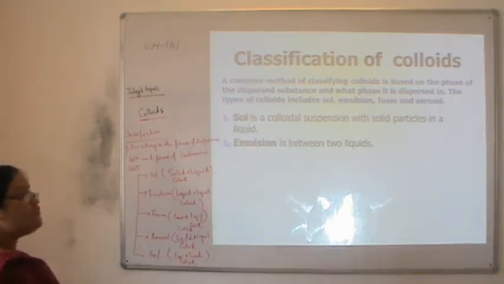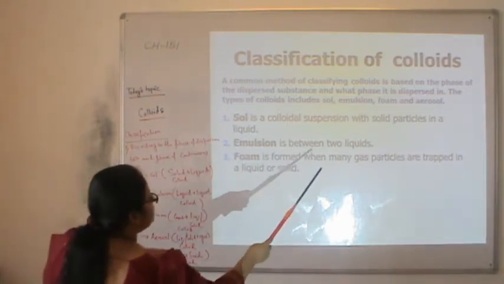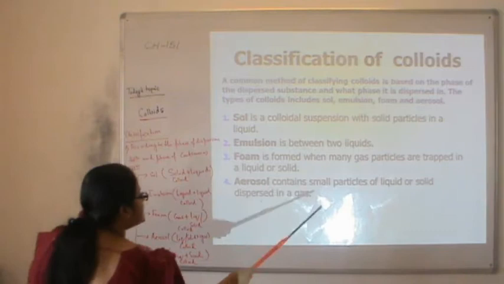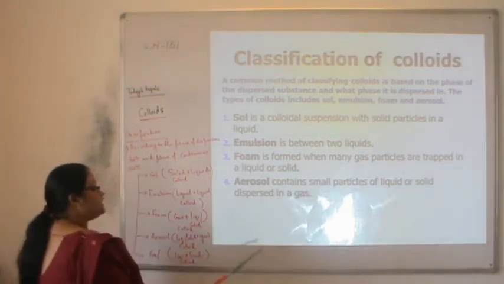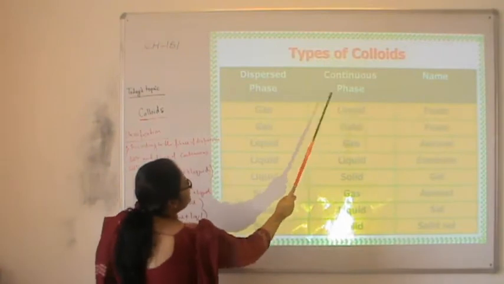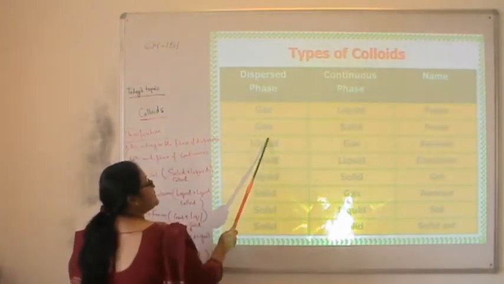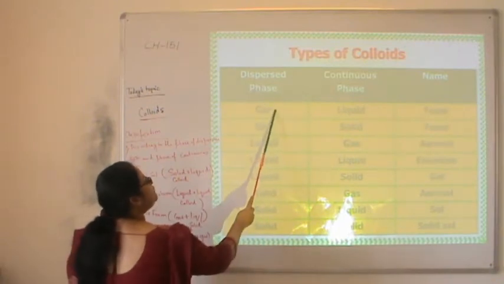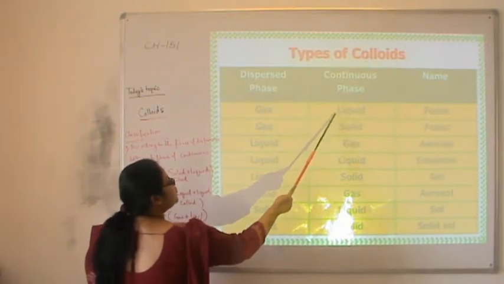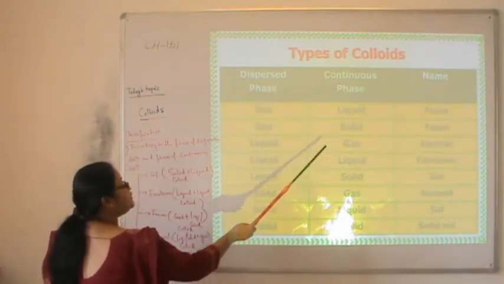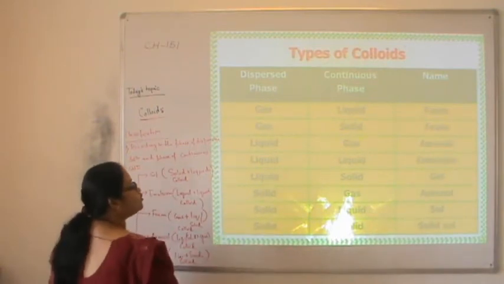Liquid colloid. Foam is for... name is foam. Then when dispersed phase is liquid and continuous phase is gas, then the name of the colloid is aerosol.